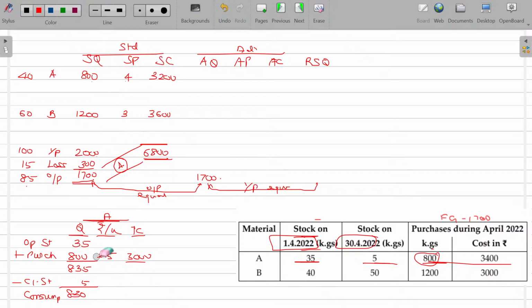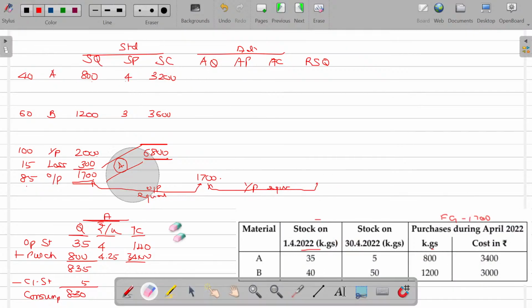3.5 or 3400. Okay. 3400. Then what is the value? 3400 divided by 800? 4.25. Okay. And opening stock value is not usually given. In this case, standard price will be taken as opening stocks price. 35 into 4. How much is that? 140. Clear? This is for A.